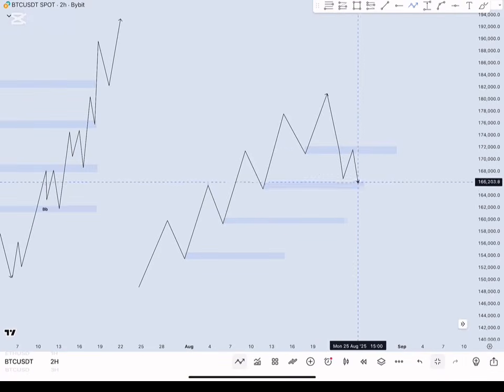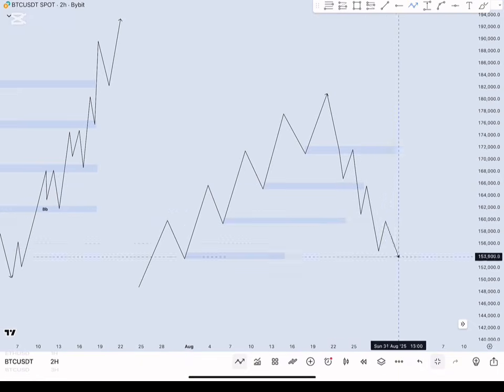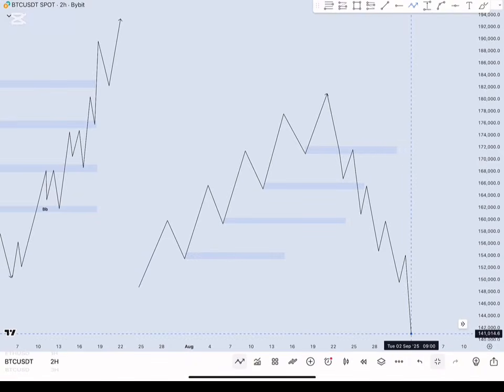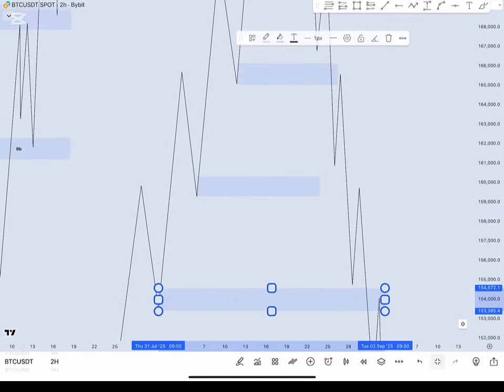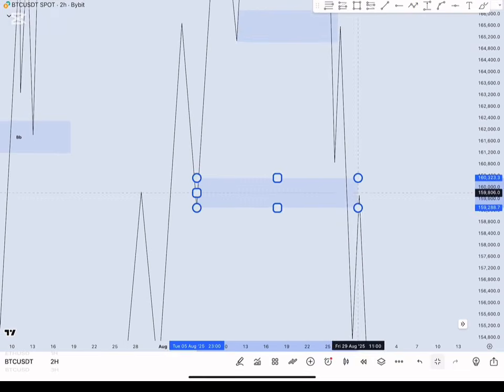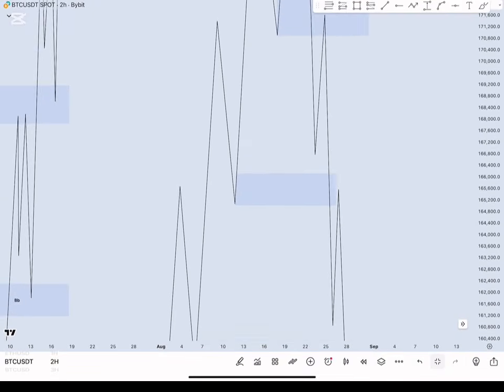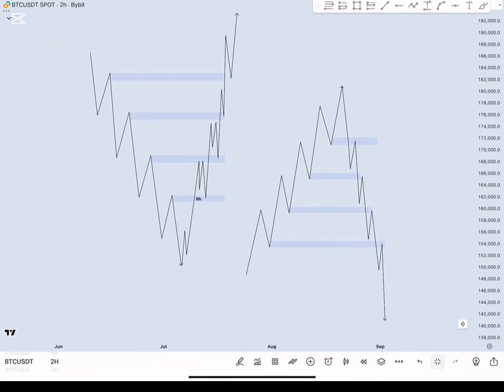If market violates this one too, it's going to use this breaker block and sell. Violate this one too, it's going to use this breaker block and sell. Violate this one too, use the breaker block here and sell. So this is just the basic explanation of these breaker blocks. We just have to know the logic behind it.